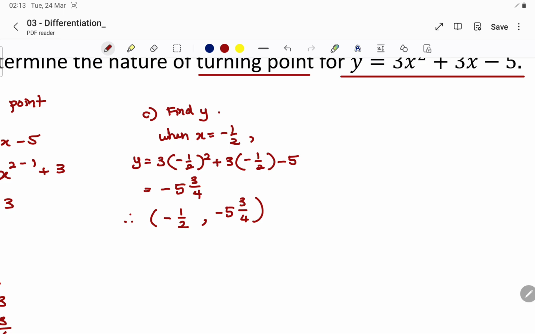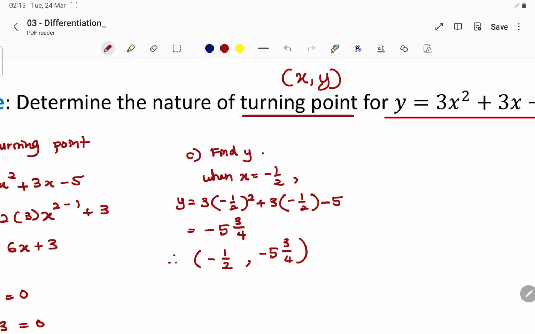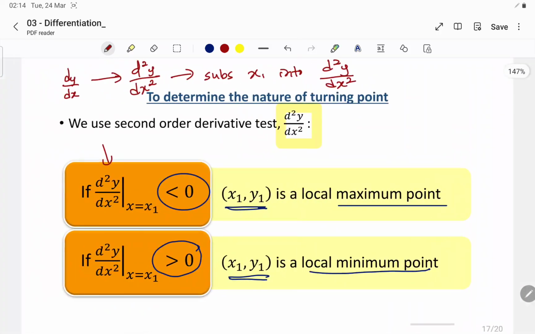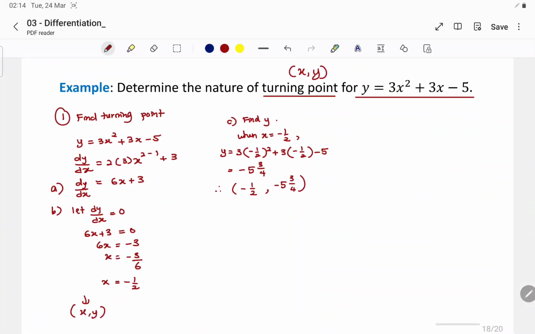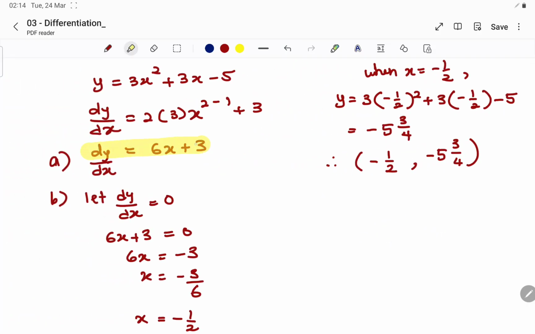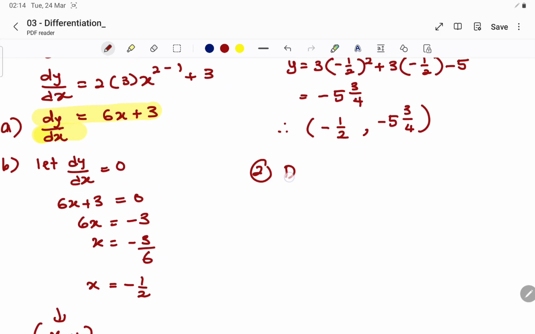Now we have to determine the nature, because the question asks you to determine the nature. So how to determine the nature? In order to determine the nature, you have to differentiate 2 times and then substitute the value of x. So just now we differentiated 1 time. Second step, determine the nature, where you have to differentiate 2 times.